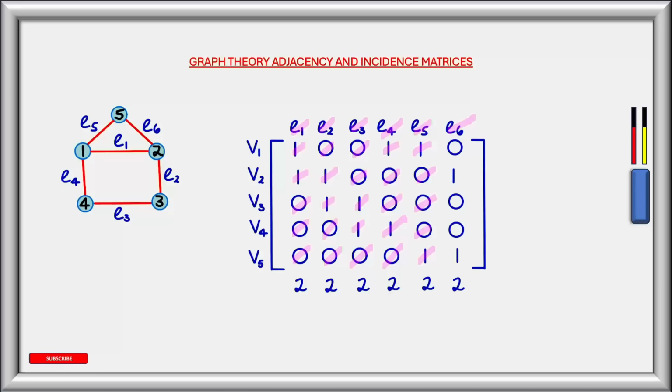And for edge 6, we have no connection between edge 6 and vertex 1. So we place a 0 in row 1, column 6. Edge 6 is connected to vertex 2. So we place a 1 in row 2, column 6. There's no connection between edge 6 and vertex 3 and 4. So we place zeros in row 3, column 6 and row 4, column 6. And edge 6 is connected to vertex 5. So we place a 1 in row 5, column 6. And as we can see, the sum of the columns is 2, as each edge connects 2 vertices.